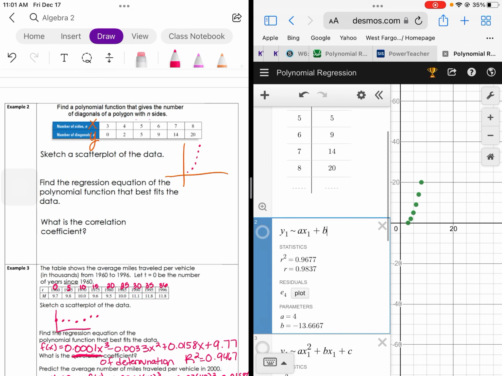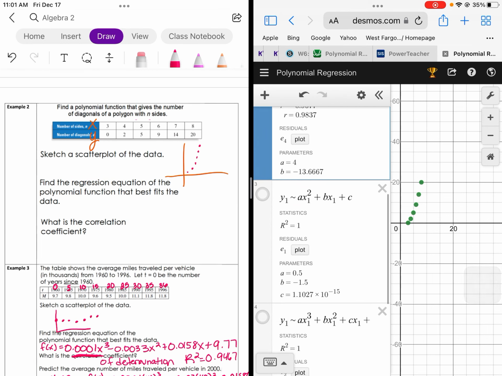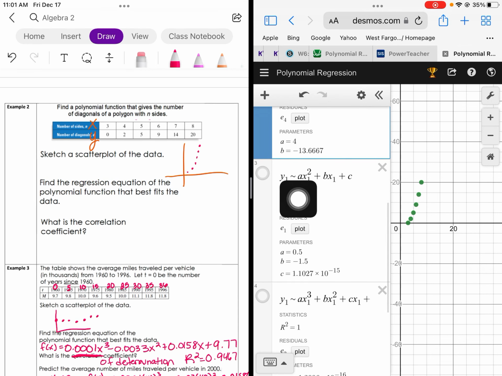So when you're deciding what regression equation to use, the first thing I look at is the R-squared values. R-squared for the linear is 0.96. But this clearly doesn't look like a straight line, nor does the data increase at a constant rate. So I know it's not going to be linear. So I'm going to go down, and I have an R-squared value of 1 for my quadratic. That means it's almost a perfect fit model.